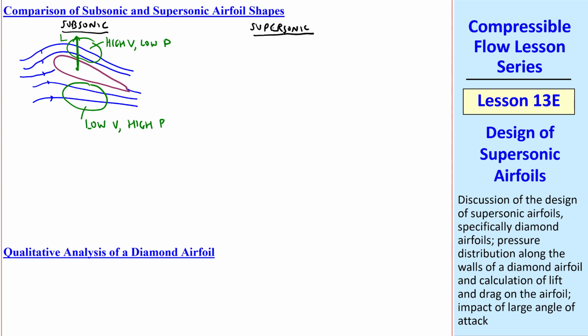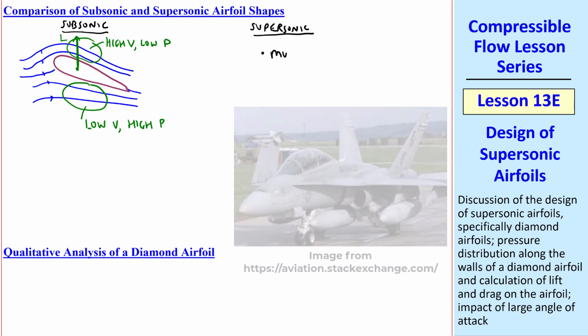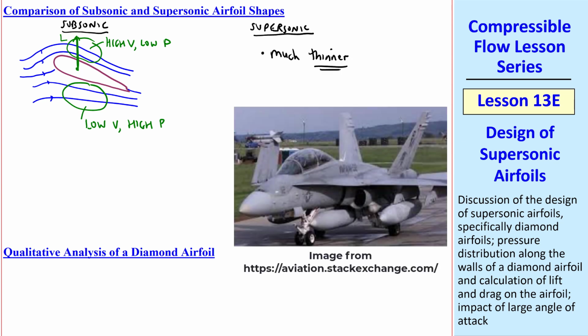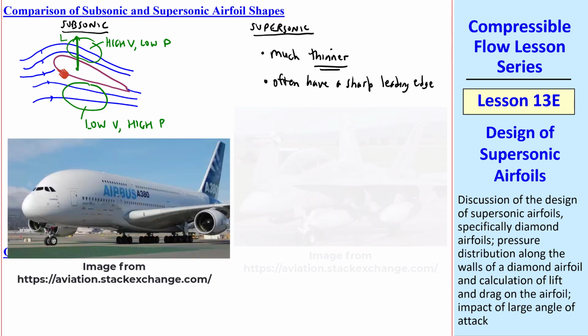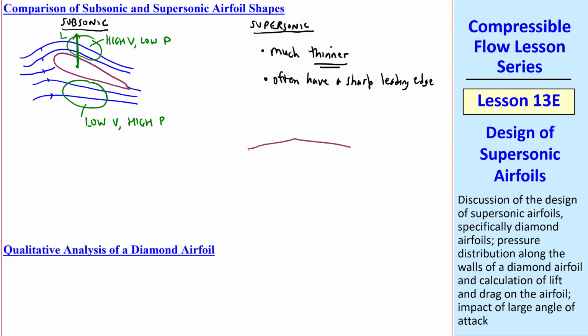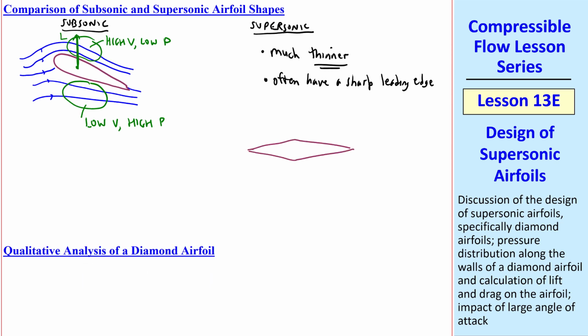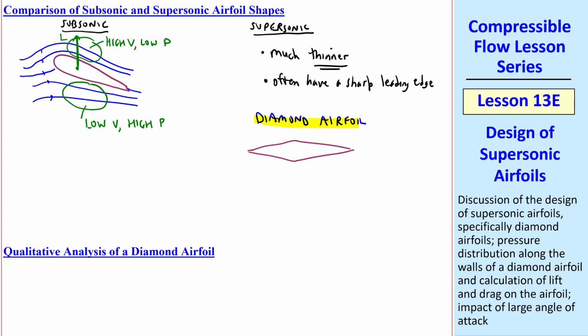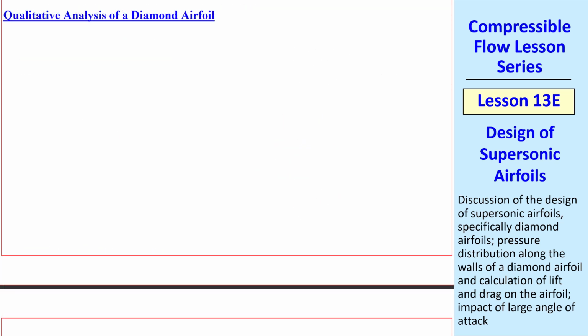What about supersonic airfoils? In general, they're much thinner. In fact, they often have a sharp leading edge rather than a very rounded leading edge like this. A common shape, in fact, looks something like this, and we call this a diamond airfoil. And this is what it would look like at angle of attack. Let's now do a qualitative analysis of a diamond airfoil. I'll start by looking at zero angle of attack.